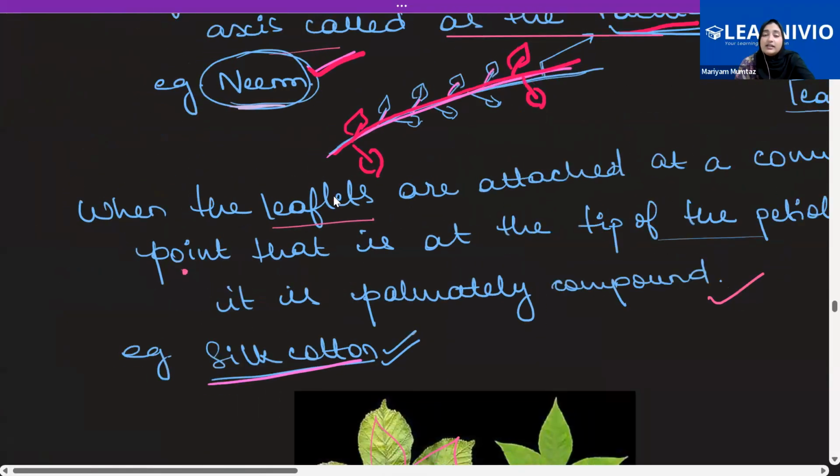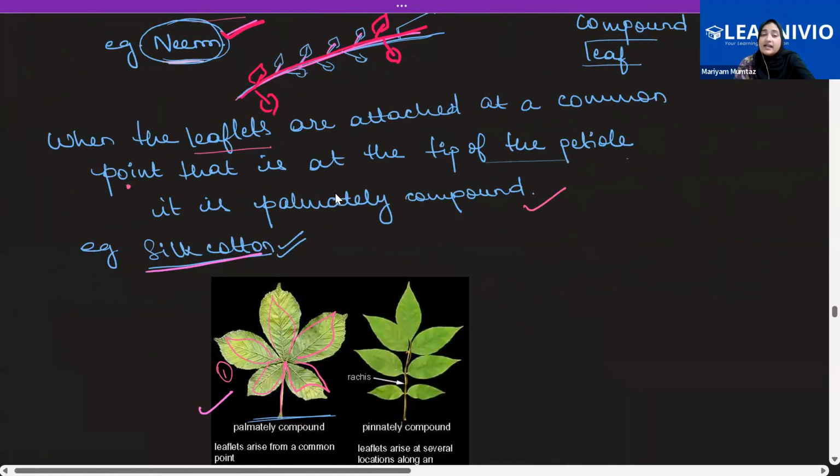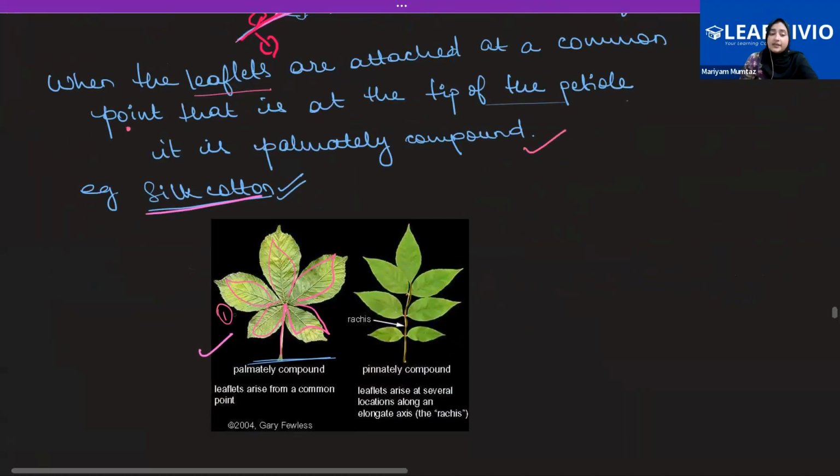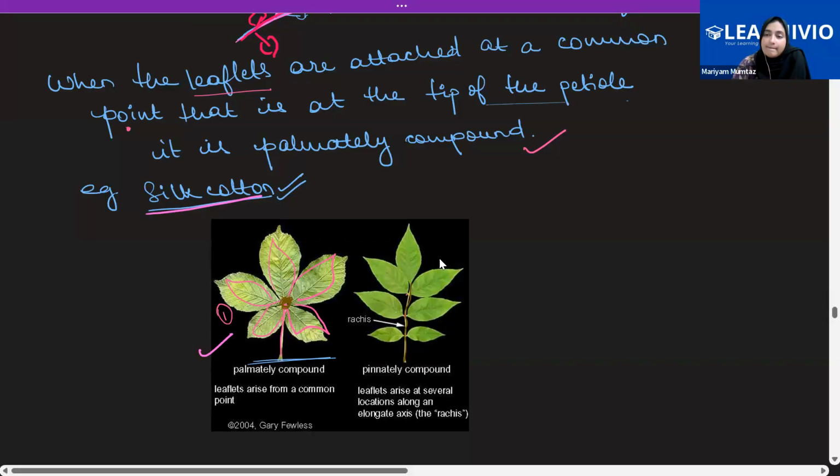Whereas in the next one, the leaflets are attached at a common point. If you see the first picture, all the leaflets are present at one common point right in the center. This is called a palmately compound leaf. This one is found in the silk cotton plant. Clear? Does anyone have any doubts?